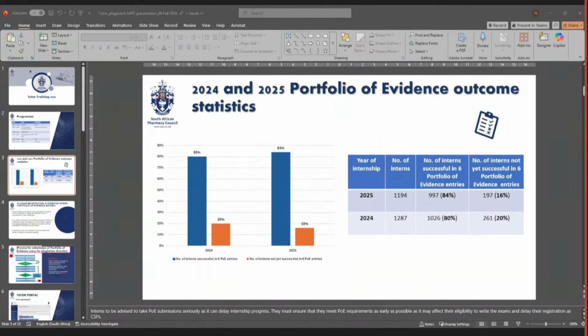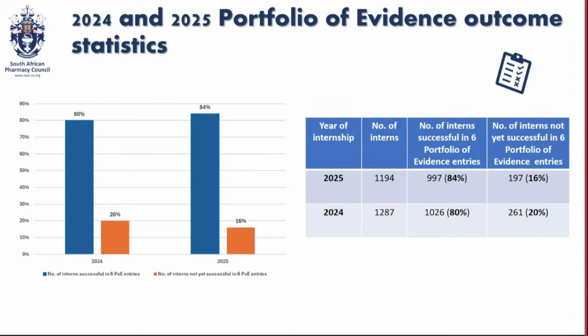On my screen, I'm showing the performance of interns, that is the statistics over the 2 years, 2024 and 2025, which is showing us how interns performed over those years. In 2024, we had 80% of interns who were successful in the portfolio of evidence in January. And then in 2025, we have 84% of interns who are successful. So there is a slight improvement of 4%. And for that, we want to thank you, tutors, for all your hard work. We are really seeing that you're doing whatever you can to assist the interns to be successful in the 6 portfolio of evidence entries as required.